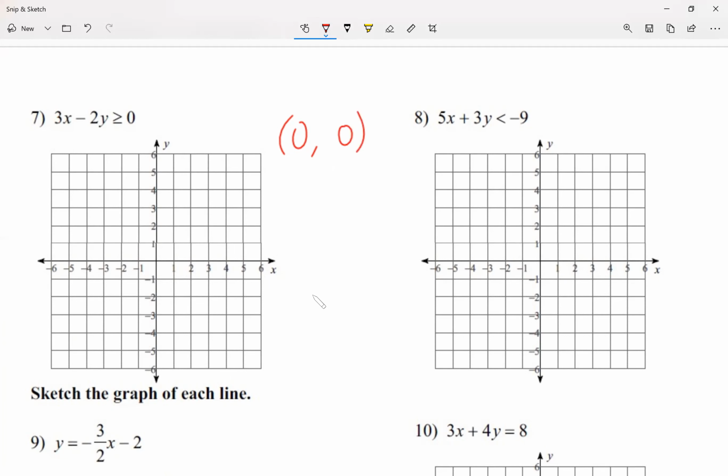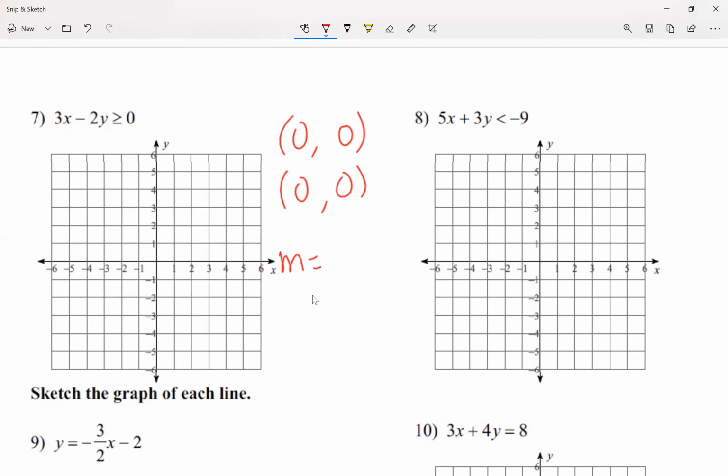Another point I'm going to find out is, what if y is equal to 0? 3 times x is equal to 0, so x is equal to 0. Interesting here, though, that it gave me the same point, and I need 2 points. So let me use my slope. I remember I said it is -x over y. So the number in front of x is 3, so let me call this -3. The number in front of the y is a -2.